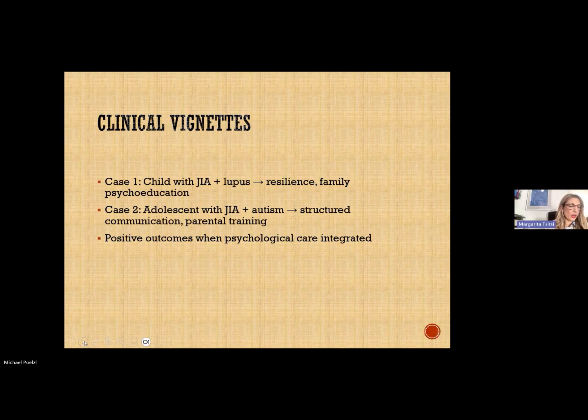These examples illustrate a broader truth. When psychological care is integrated into the medical framework, outcomes improve, not only clinically, but also emotionally. Children gain confidence and resilience, families regain hope, and the entire care process becomes more humane and sustainable.